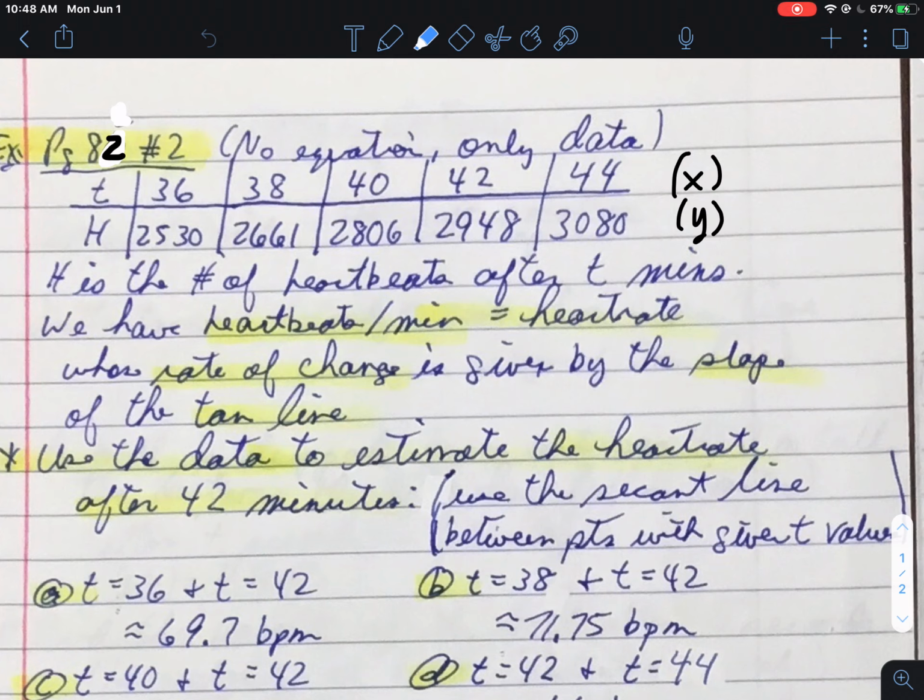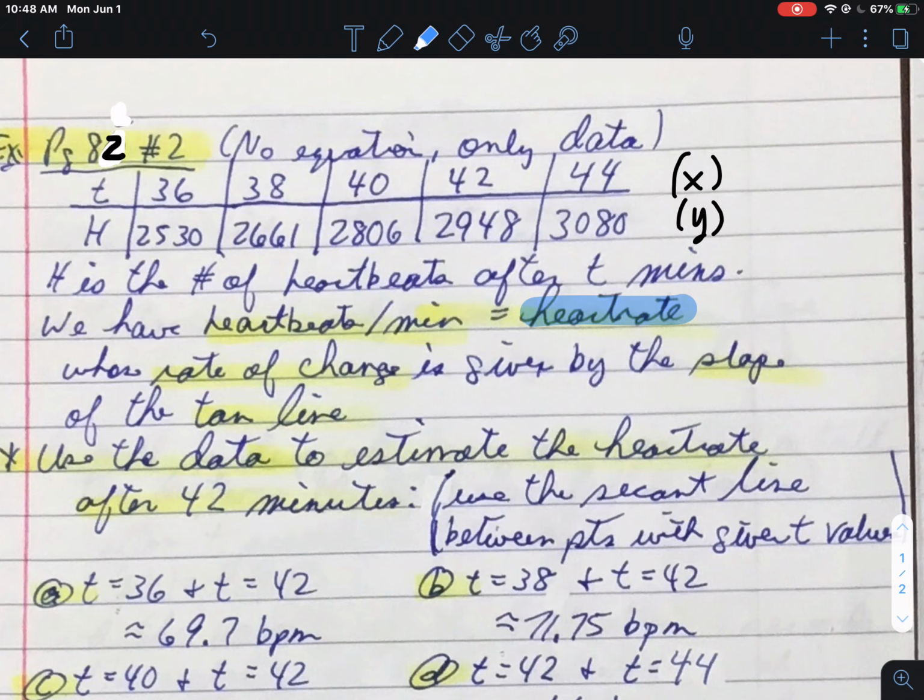And if we look at the ratio, heartbeats to number of minutes, change in number of heartbeats over change in minutes, that's our heart rate. So we can calculate the heart rate as the ratio of heartbeats per minute. And if we're interested in the rate of change, what is the heart rate? Well, that's going to be given by the slope of our tan line. So what is your heart rate at a specific point in time? So what is my heart rate in this case?